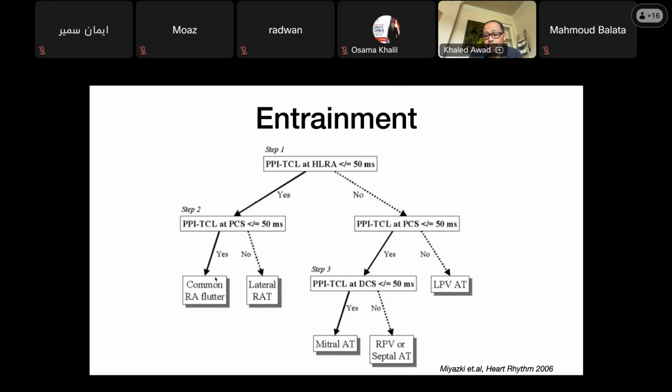It's wrong. You've got to synchronize to the channel that you're going to be pacing from. This is what you need to do. Just like in VT, you've got to synchronize to the QRS. And so don't do entrainment mapping with asynchronous pacing, because you're very likely to terminate a tachycardia.